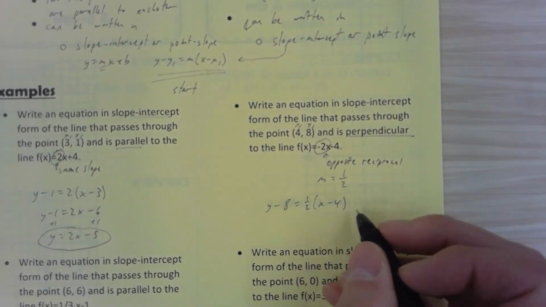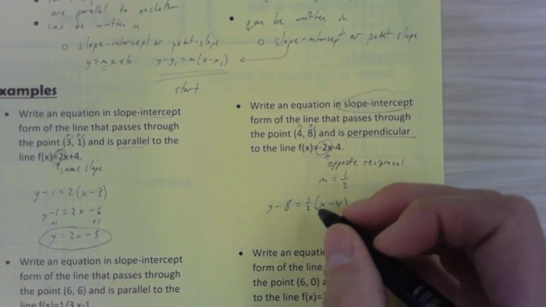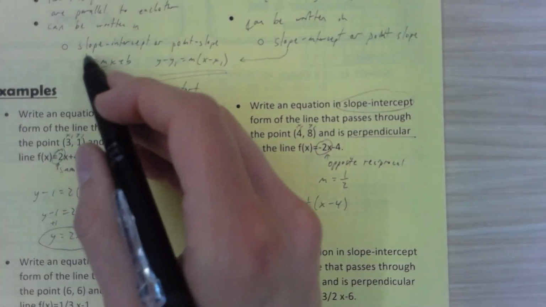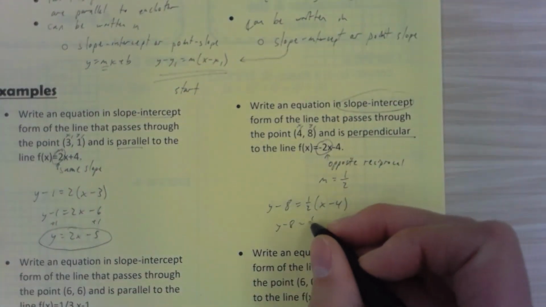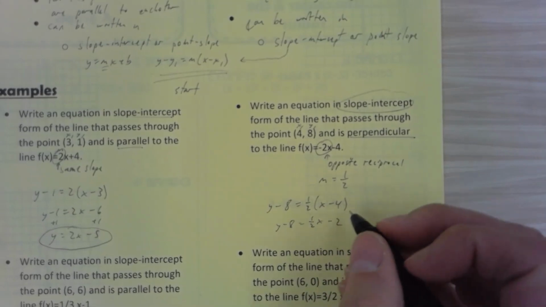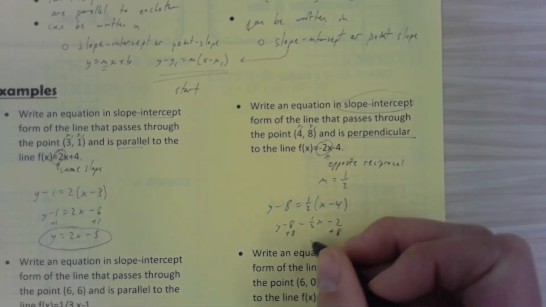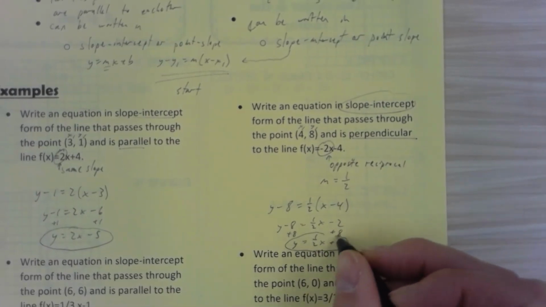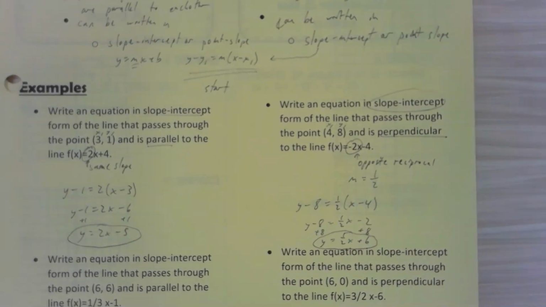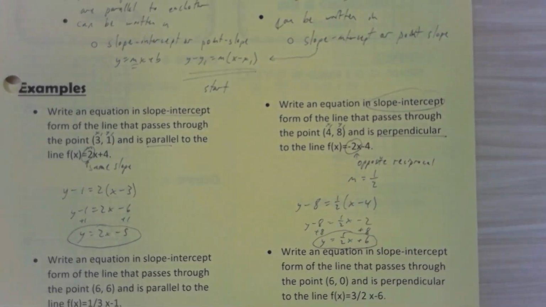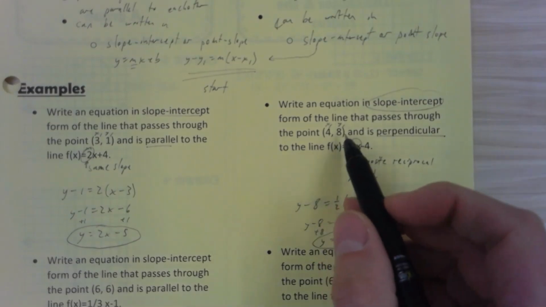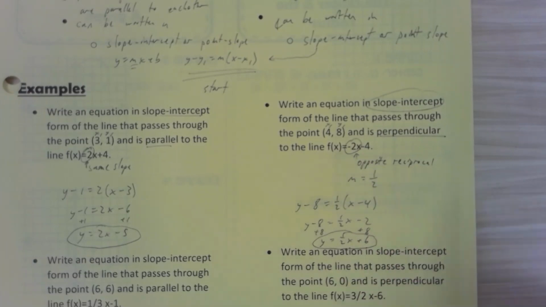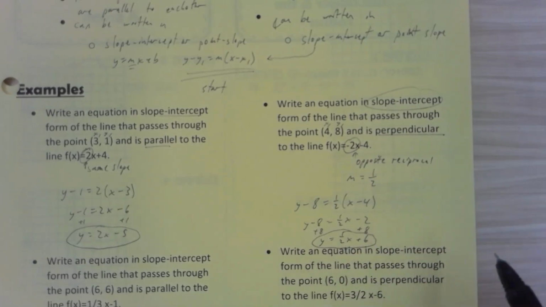So we're going to distribute the 1/2 because we want to get this into slope-intercept form. Slope-intercept form is that y equals mx plus b. Y is by itself. So 1/2 x minus 2. Then we can add 8, and y equals 1/2 x plus 6. So y equals 1/2 x plus 6 is my slope-intercept form of my line that passes through that point 4, 8 and is perpendicular to the line y equals negative 2x minus 4. Okay? They have opposite reciprocal slopes.